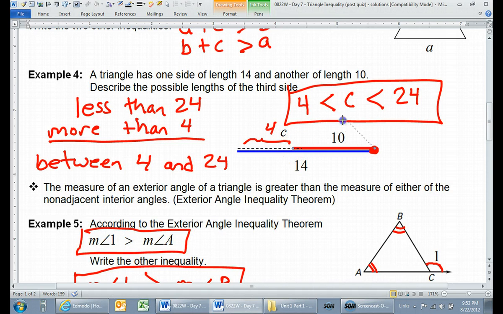The longest it could be is if I took it and stretched it out completely in the other direction. If my 10 was here, that's as long as this could be, because now it would stretch all the way from one side to the other. And then 14 plus 10, that's 24. That's how we got the upper limit. So to review, visually, the upper limit is gained by adding the two sides that you have, and the lower limit is reached by subtracting the two sides that you have.